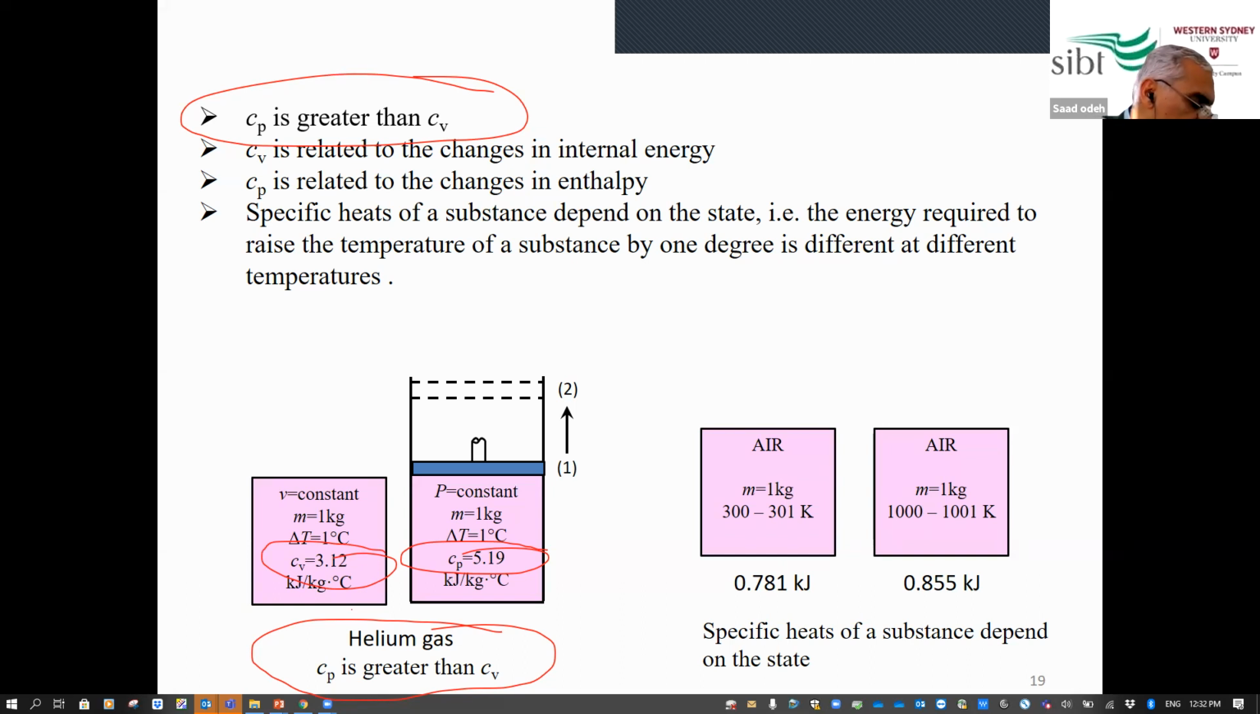For air, between this temperature range, this is the amount of specific heat for air, and this is CV for air at 300 K. For 1000 K it will be different, because when you change the temperature, CV or CP will change, but all of these are given in tables. I'll show you very soon. Okay.